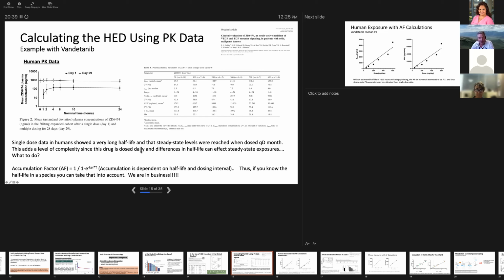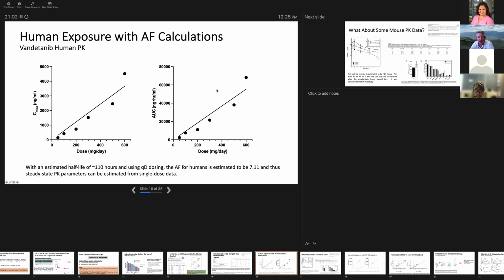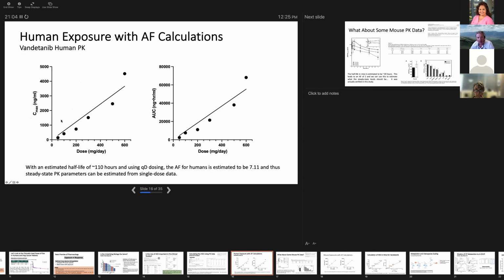And with that half-life, you can actually calculate an accumulation factor. If you know the half-life in the species, it's 1/(1 minus e to the negative KEL times the dosing interval). So it's how fast it's cleared, and the dosing interval play an important part, as you would guess. And we could calculate that out, and it comes to be about 7.1. And so we could take this data and multiply it basically by 7 and work out what the Cmax and the AUC should be at steady state at each of these doses.